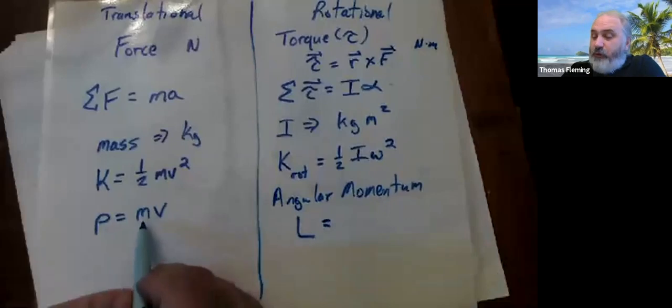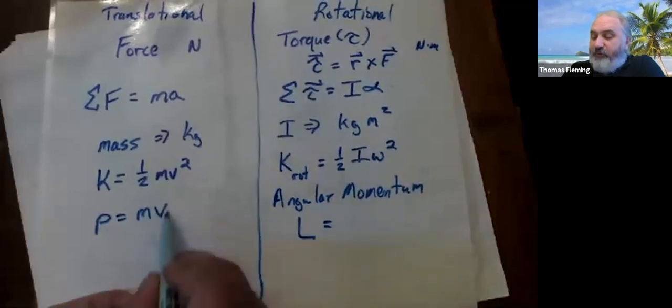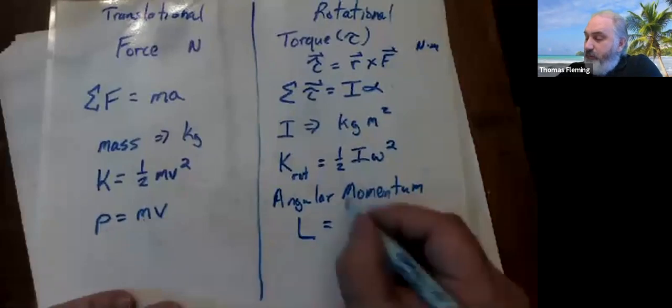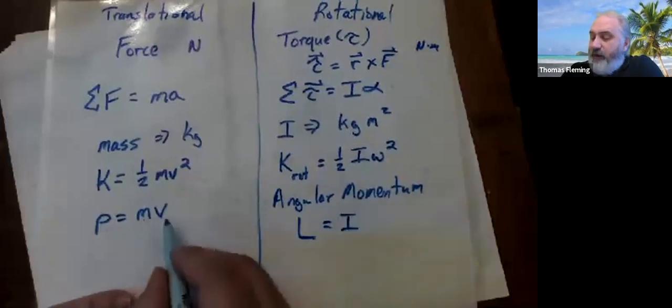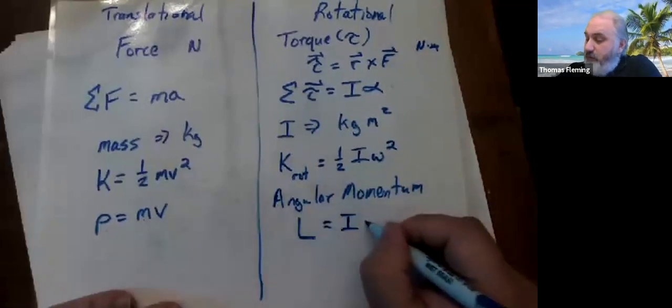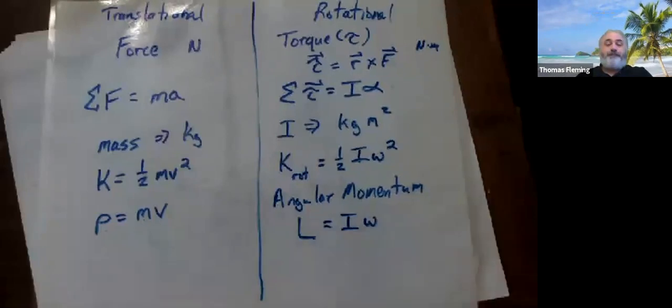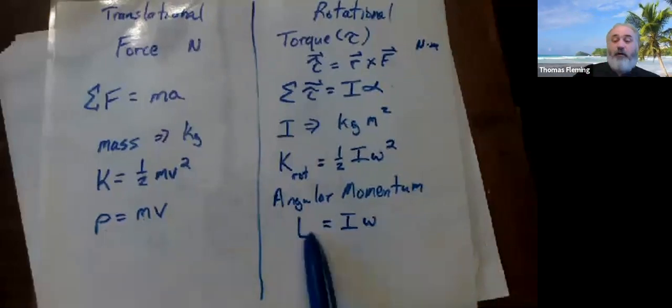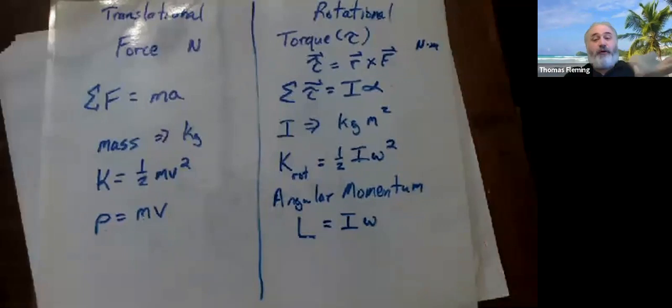However, all we're going to do is use the same expression. I'm going to replace m with I and v with omega. And in fact, what will happen in chapter 10 is you'll be able to solve angular momentum conservation problems where L is the same before and after in some process. So everything we've seen before, we have a rotational equivalent to it. Super easy. We can do this in our sleep.